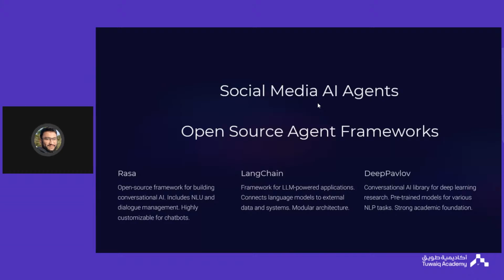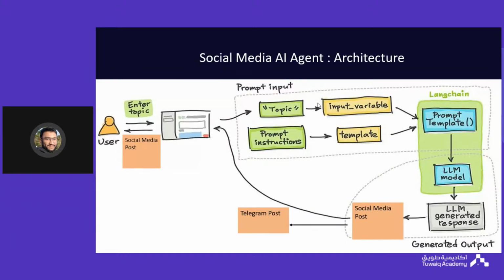These are a few open source agent frameworks: Rasa, LangChain, and DeepPavlov. And this is the social media agent architecture, how it's going to work. You can just go through a quick one for a Telegram post. Here you can enter the topic, that I want to create a Telegram post for my talk today on AI agents. The prompt input will take the topic, take the input variables. Using LangChain, it will create a template. Using the LLM model, it generates an effective response, and it will create a social media post, and it will be posted on Telegram.